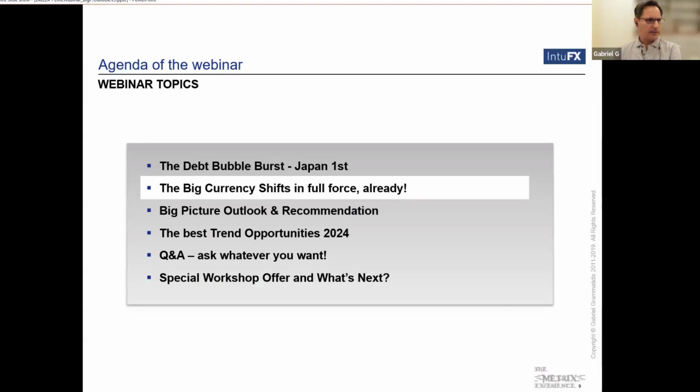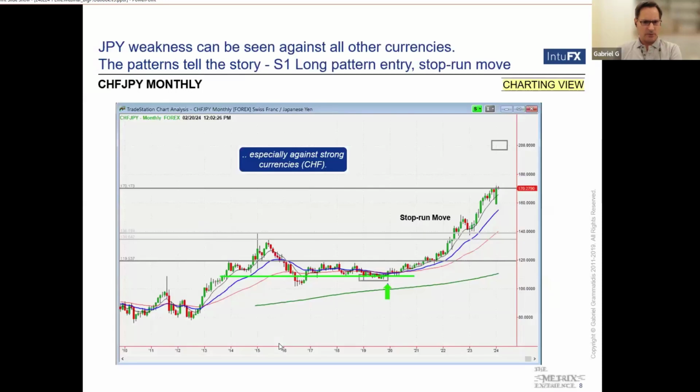Now let's have a look at the big currency shift, because we have seen here, right? Some currencies are super strong, like the Swissy. It's a very special currency. It's a small one, right? Switzerland is a small country, but it's a very special country. They never had war, right, in their history. So it's a safe harbor.